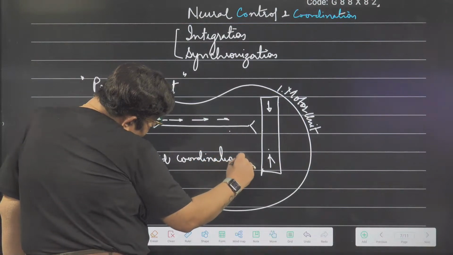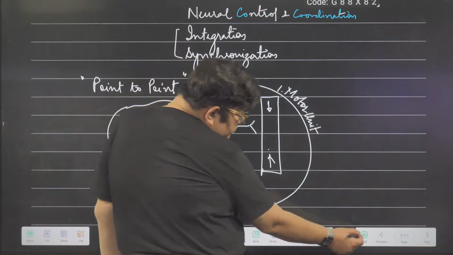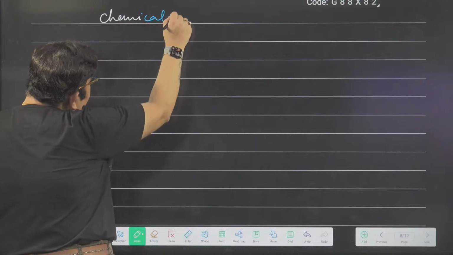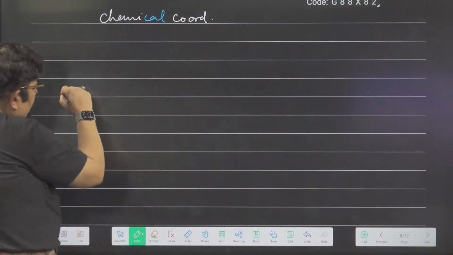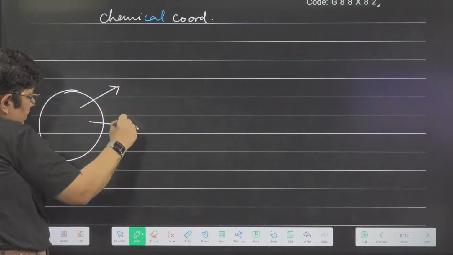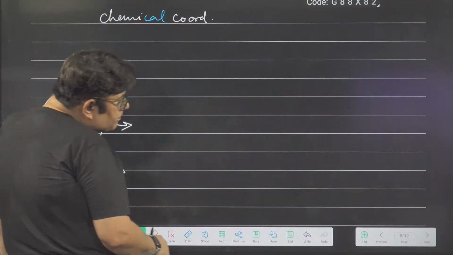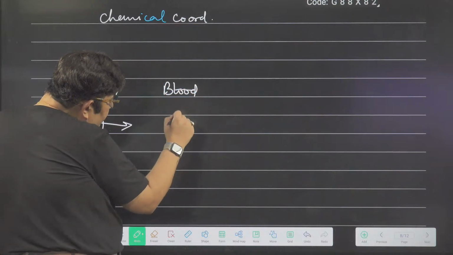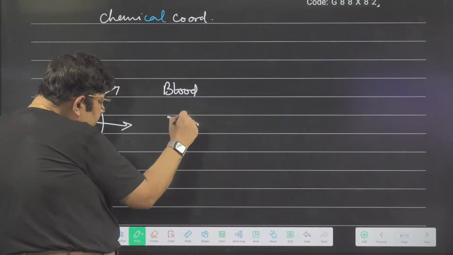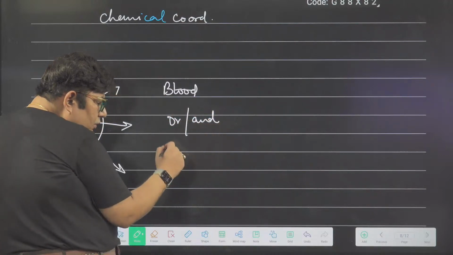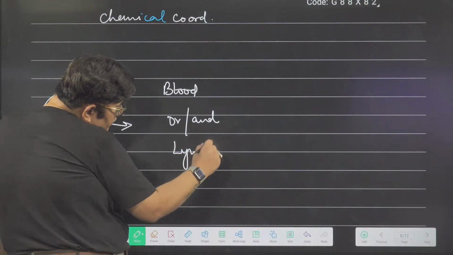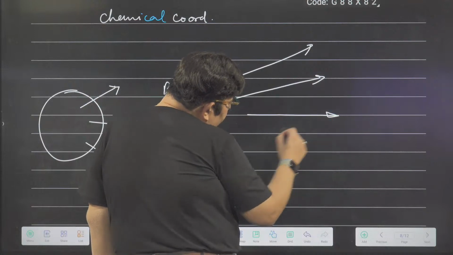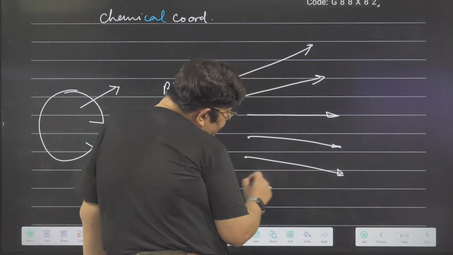This is unlike the endocrine coordination or chemical coordination. In chemical coordination, one endocrine gland is producing the message in the form of chemicals. These chemicals go into the blood, or into the lymph, and then they will be taken to all the trillions of cells in the body.